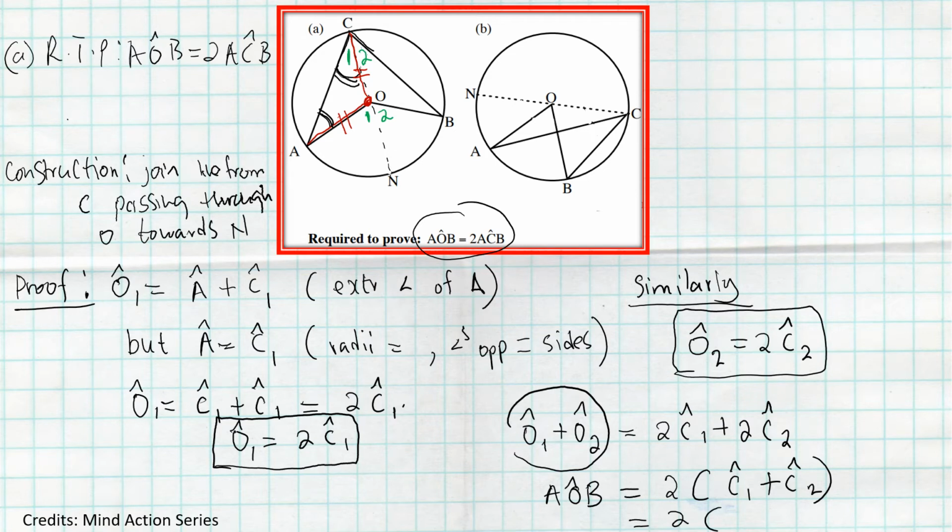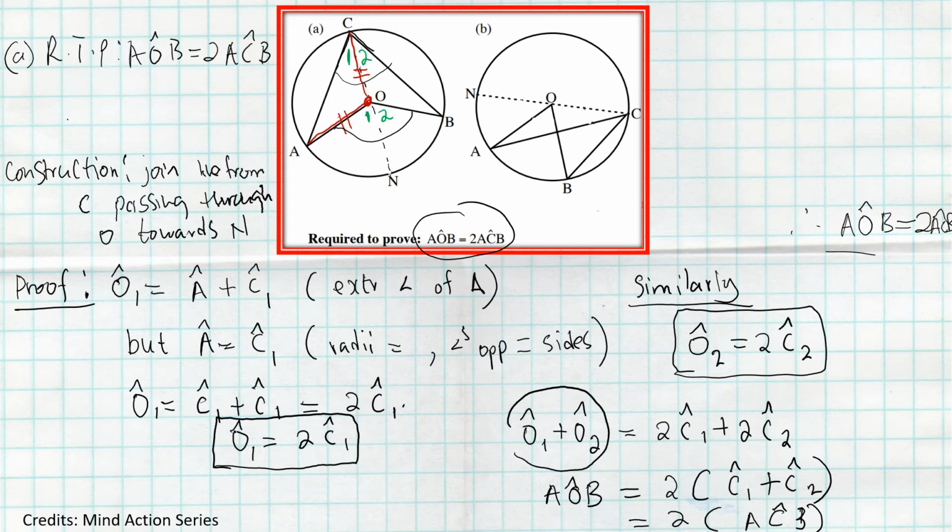But we know that angle C1 plus angle C2 is the same as angle ACB. Therefore, we have proven that indeed the angle at the center, which is angle AOB, is the same as 2 times angle ACB. This is the angle at the center, which is the same as 2 times the angle at the circumference. So it's quite easy to prove this. Very, very important as we revise.